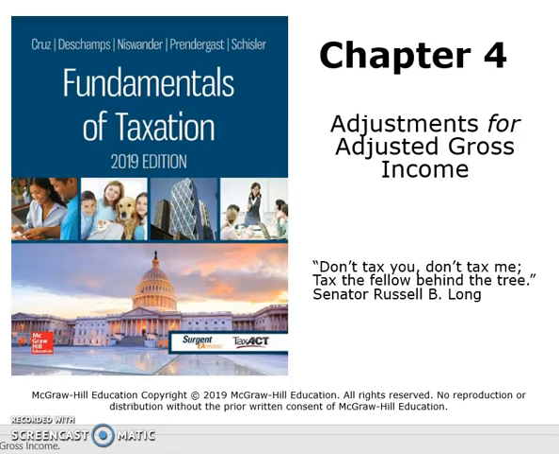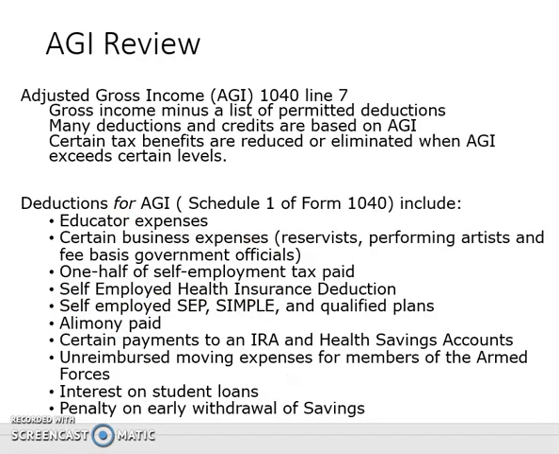Hi everyone, this is Professor Gallagher, and in this video we are going to talk about adjustments for adjusted gross income. So as you'll remember from our previous chapters, adjusted gross income is defined as gross income minus a list of permitted deductions. So in this video we're going to be discussing that list of permitted deductions that is allowed before we get to our AGI.